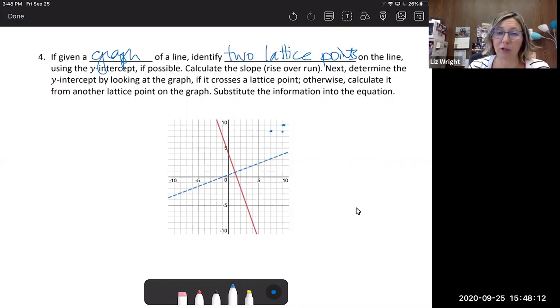And so in particular, you're looking on the graph of your line where it crosses at an intersection of the vertical and horizontal lines. Then we're going to calculate the slope, looking at our rise over our run. Then we're going to determine the y-intercept by looking at the graph if it crosses at a lattice point. Otherwise, we're going to have to calculate it from another lattice point on the graph. And then we substitute that information back into the equation.